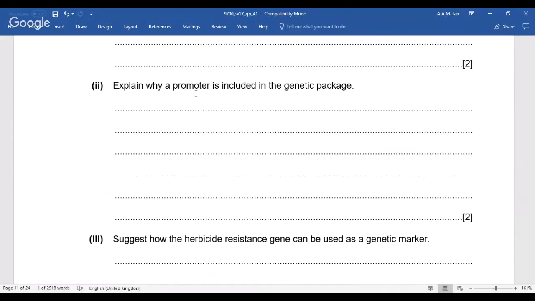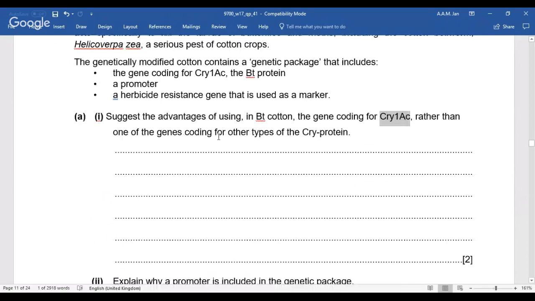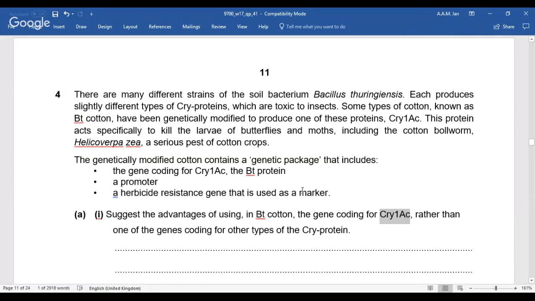Okay, I'm happy with your understanding of promoter. That's all correct. But in terms of the confusion with whether they're talking about bacteria or not, have another read of the question and then tell me what you think.